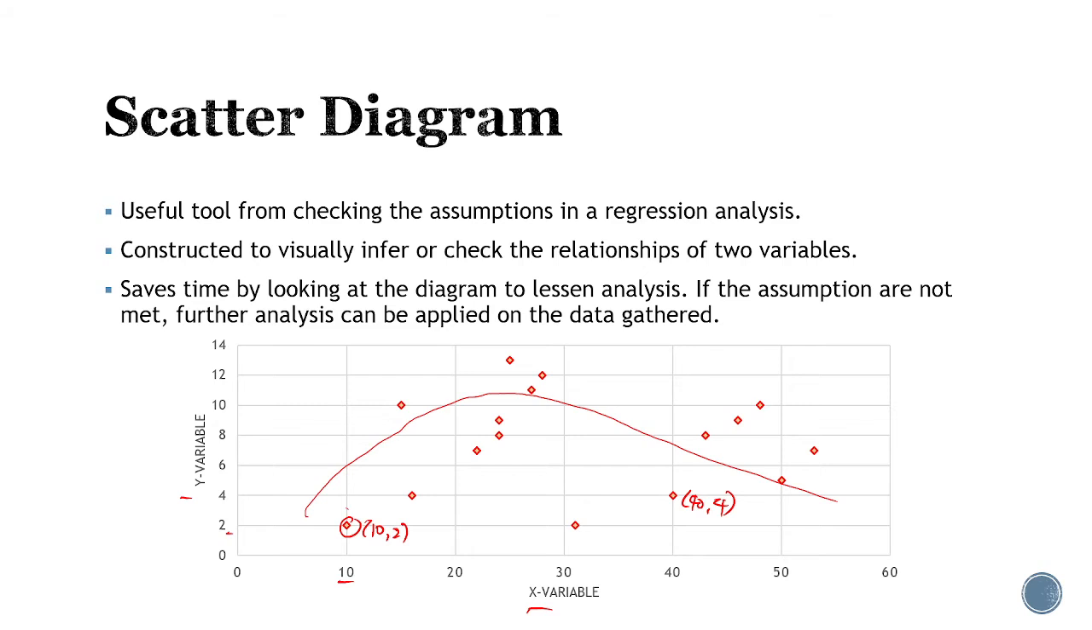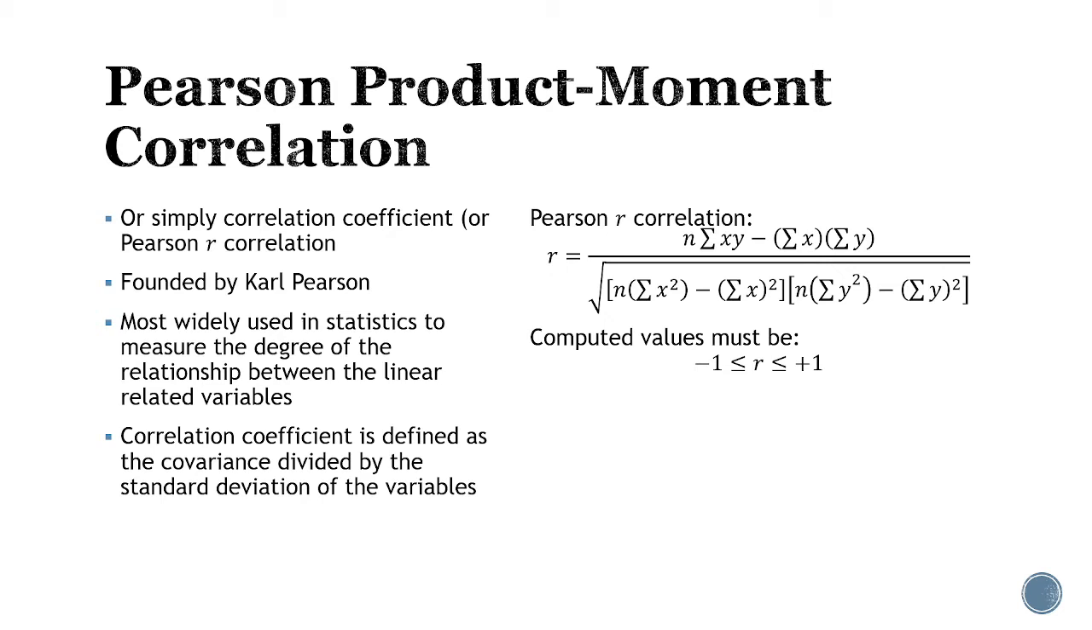But let's move on to the further analysis where we do not use our scatter diagram. One of those is the Pearson product moment correlation, or simply the Pearson R correlation. The Pearson R correlation was founded by Carl Pearson, one of the early mathematicians, but not too early. He is not a batchmate of Aristotle or Galileo, but mostly around the time of René Descartes. So it is founded by Carl Pearson.